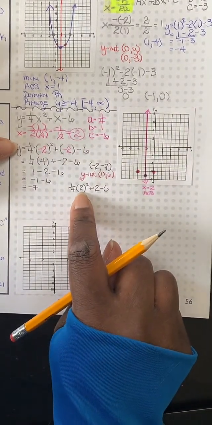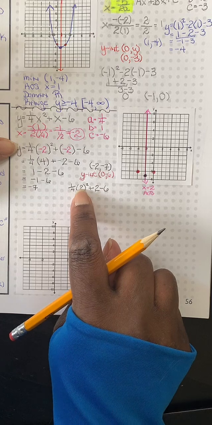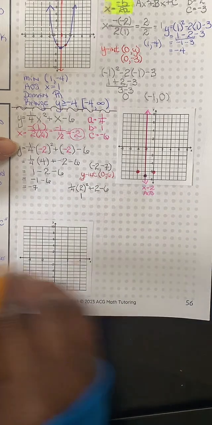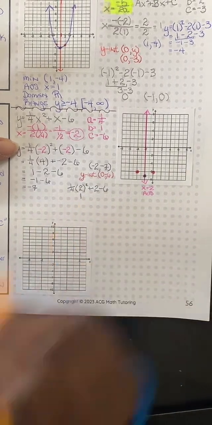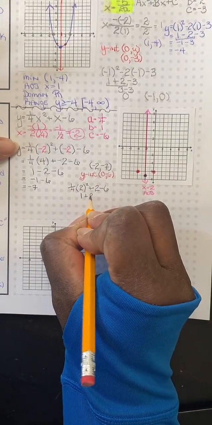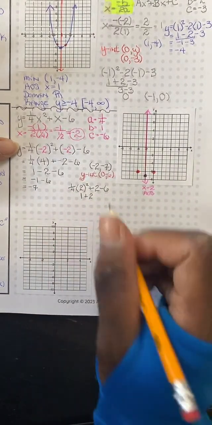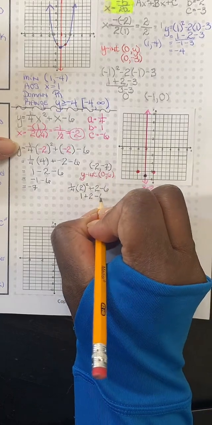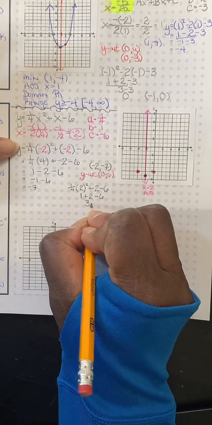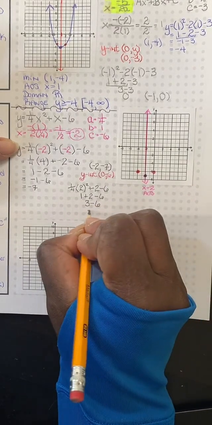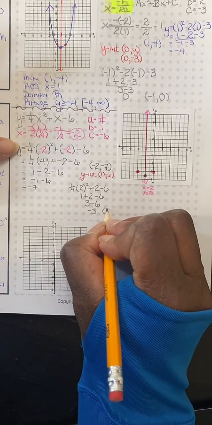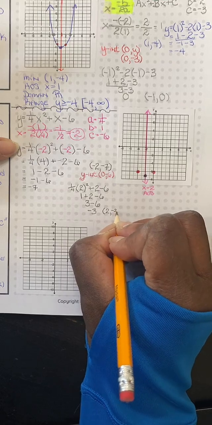If you did a 3, or an odd number, then you have to square it, and now you're dealing with fractions and decimals. Blech. Who wants that, right? Make it easy for yourself. Now I have my plus 2, and my minus 6. 1 plus 2 gives me 3. 3 minus 6 gives me a negative 3. So the next point is 2, comma, negative 3.